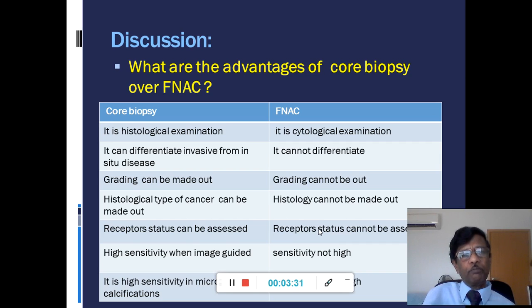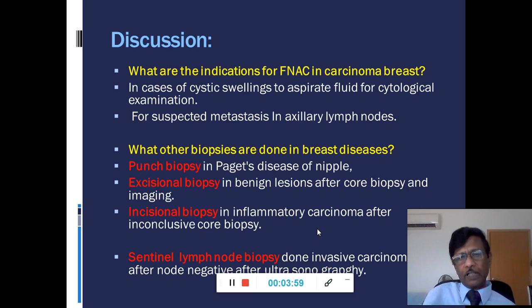In a core biopsy, the histological type of cancer can be made out. In FNAC, histology cannot be made out. In core biopsy, receptor status can be assessed. In FNAC, receptor status cannot be assessed. Core biopsy has high sensitivity when image guided. In FNAC, sensitivity is not as high as a core biopsy. Core biopsy has high sensitivity in microcalcifications, whereas FNAC does not.